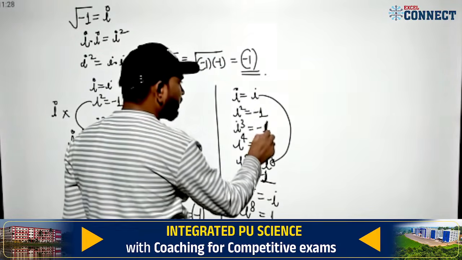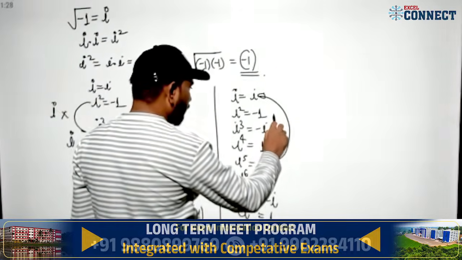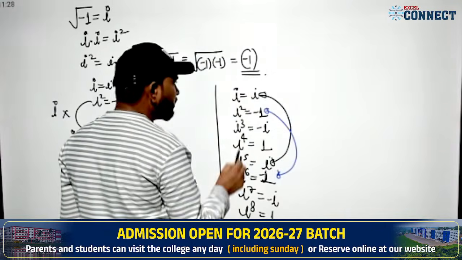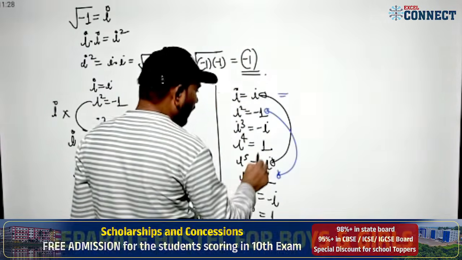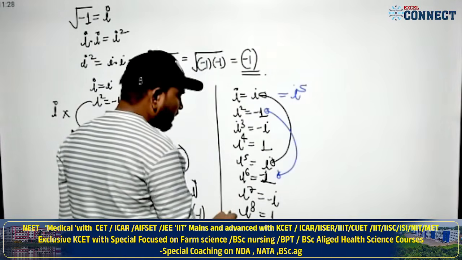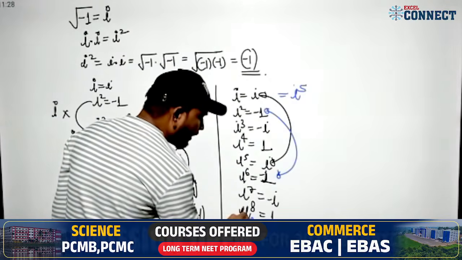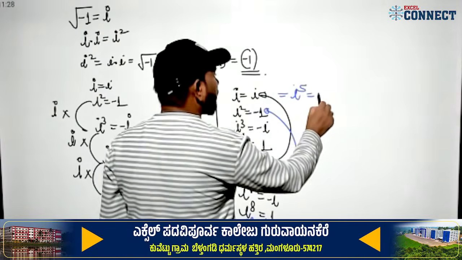What is this? This and this are repeating. After this, this and this are also repeating. It means we can say i is equal to i to the power 5 also. If I say i to the power 9 is what? Then you can multiply i here. So what is this i? It means i to the power 9 is also equal. Yes, i to the power 9 is also equal.